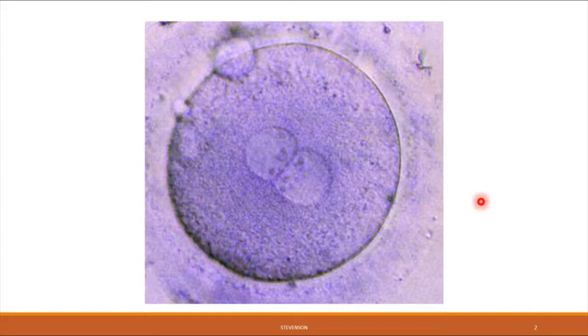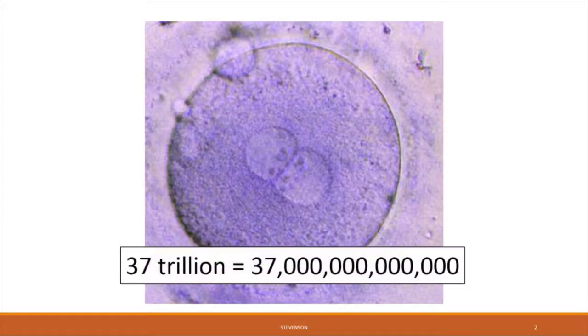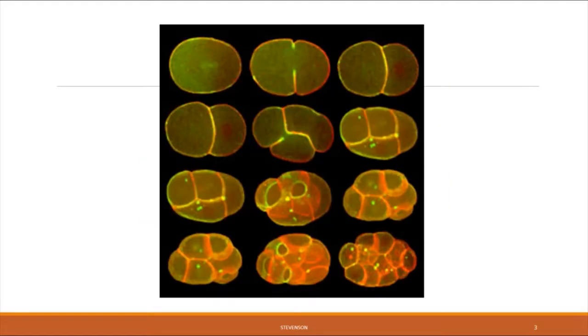What that means is that every single person who is listening to this lecture started off as one of these, a single cell just like this one. If we fast forward to today, then the average adult human body contains approximately 37 trillion cells. So that's 37 with 12 zeros after it, all of which originated from that one original zygote.